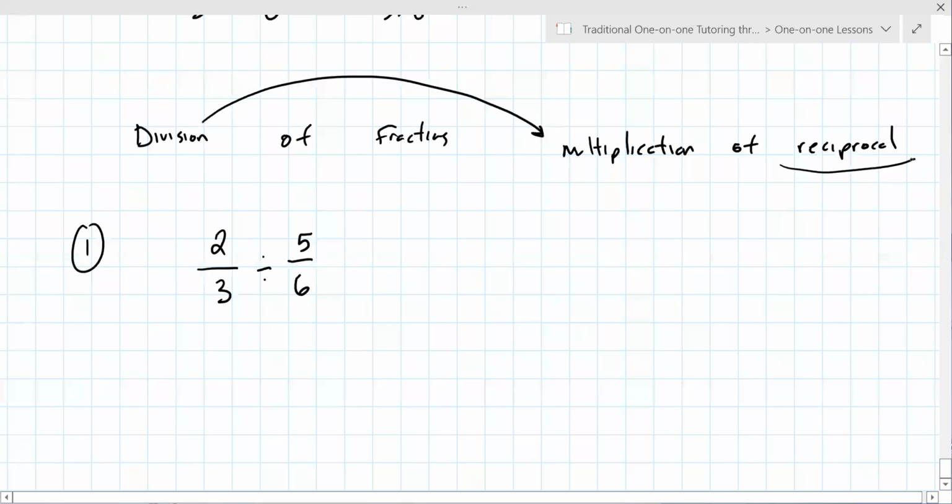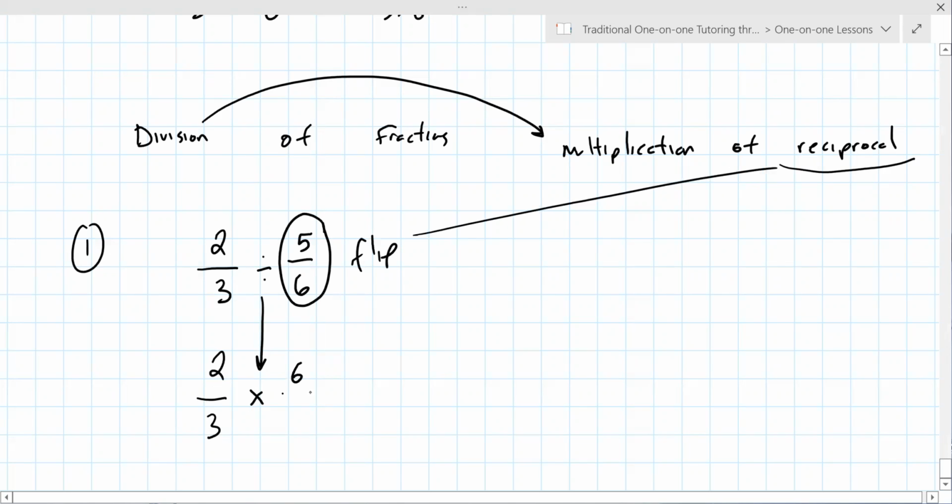Do you have any idea what I mean by reciprocal? Is that just the product of them all? So let me show you here. The 2/3 stays the same. The division becomes a multiplication, and then you flip. Flip is probably a better word. You flip the fraction, so it becomes 6/5. So you don't really have to divide at all. No, you never divide. Never, ever, ever divide. And then you multiply the tops, and then you multiply the bottoms.